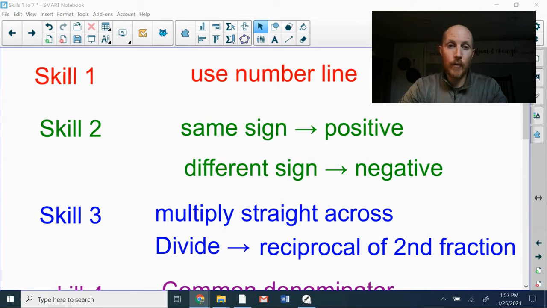All right, so let's review skills 1 through 7. I got some quick notes here for each skill. Skill 1, we're going to use a number line. Skill 2, if the signs are the same, you get a positive answer. If the signs are different, you get a negative answer.